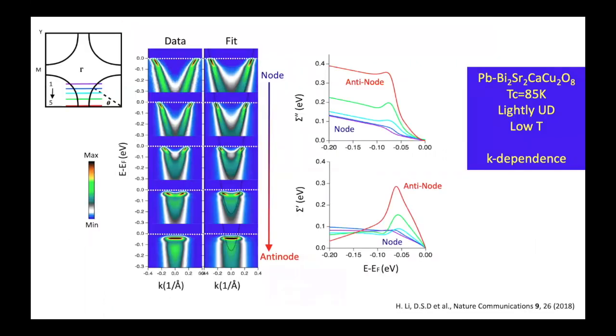We do it as a function of momentum throughout the Brillouin zone. Here's near the node. The self-energies are much smaller. If I go to the antinode, the self-energies are huge. Here's 300 some millivolts at 50 some millivolts. So that's huge sigma double prime compared to energy. Extremely non-quasiparticle like. Along with that is a huge effect on sigma prime. This gives these kinks and whatnot and extremely flat bands.